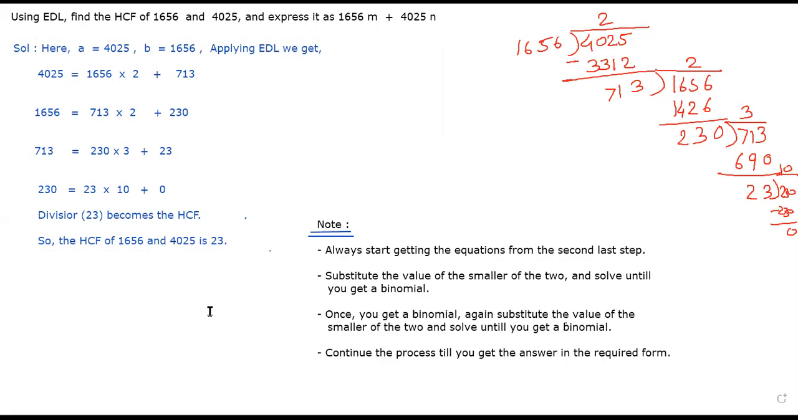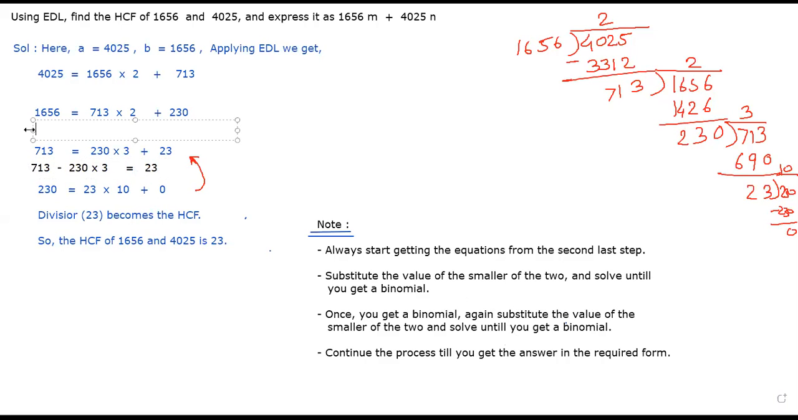Now stop writing, sir. All of you will pay attention. I said the second last step is always going to give me the value of 23. So after here I have left 2 lines. Now I will write all the values. See how: 713 minus 230 into 3 is equal to 23. Yes or no, children? This 230 into 3 has gone to the left hand side.